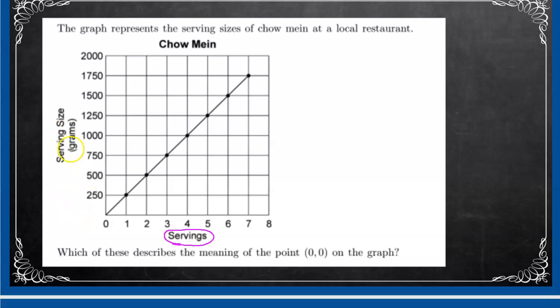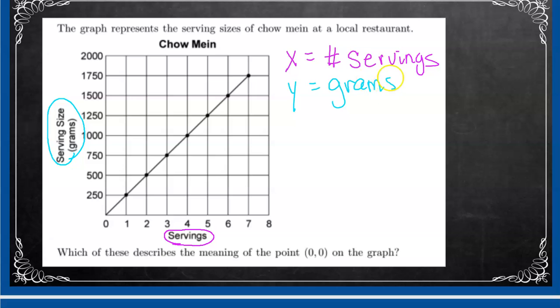So let's look for our constant of proportionality. Let me circle this in blue. Let's say X equals the number of servings and Y equals how many grams is in that serving. I can see several points here. Let's look at this one all the way at the top. This represents 1,750 grams on the y-axis and 7 servings on the x-axis. So 7 servings is 1,750 grams.